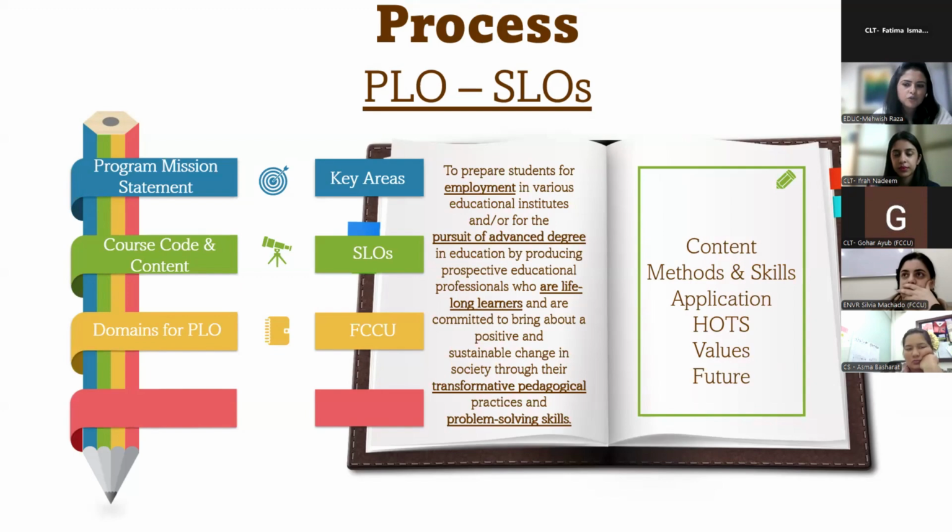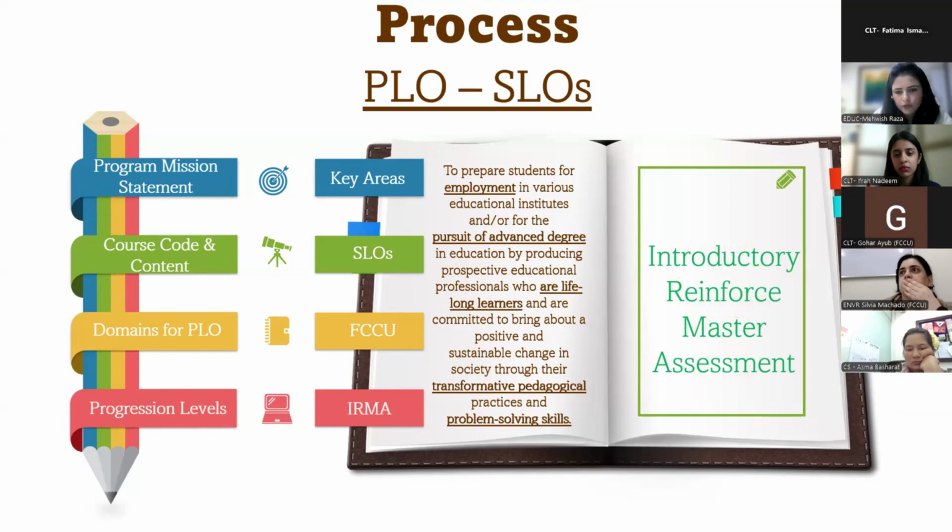Every course should have some sort of theoretical content, some methodology, application. It should promote higher order thinking skills. There should be an element of value education. And of course, it should prepare students for their future life, whatever it may be. And progression levels as per Watermark are introductory, reinforced, master, and assessment.